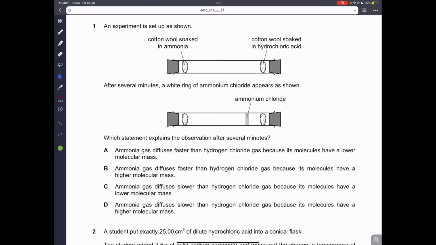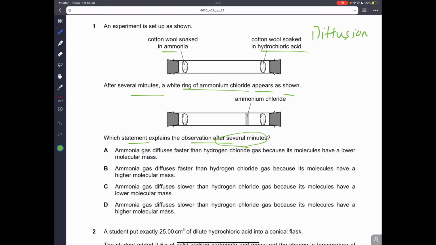So experiment 1, an experiment is set up as shown. Okay, so we see a cotton wool soaked in ammonia, and then we see a cotton wool soaked in hydrochloric acid. After several minutes, a white ring of ammonium chloride appears as shown. If you see this question, it's likely going to be about diffusion. So which statement explains the observation after several minutes? Okay, and it is indeed about diffusion.